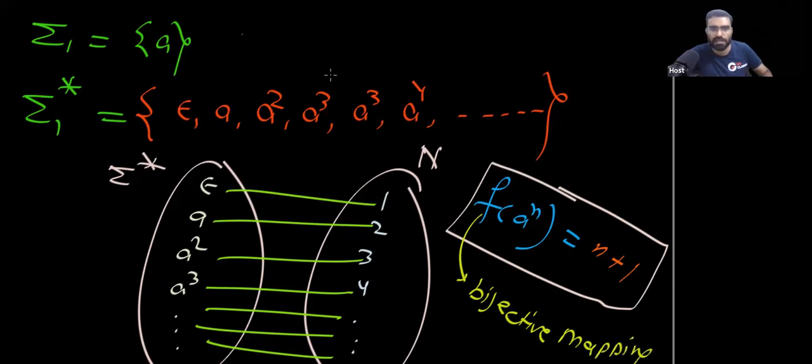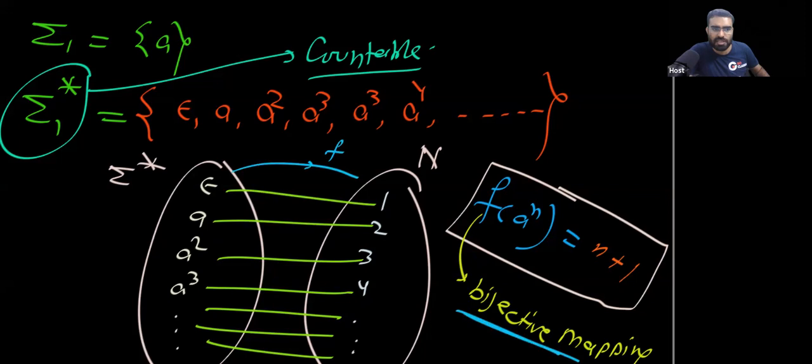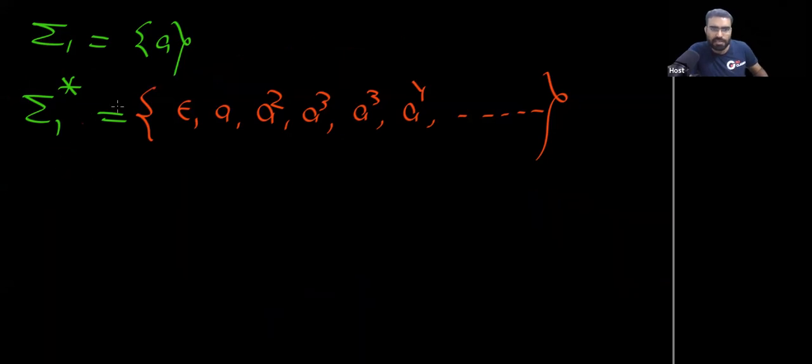So you can see this sigma 1 star is countable. Remember, this sigma 1 star is countable because we can create a bijection between the set of natural numbers and sigma star. This bijective mapping we have created. Simple, right? Very simple. Now you can easily see this sigma 1 star will be countable.